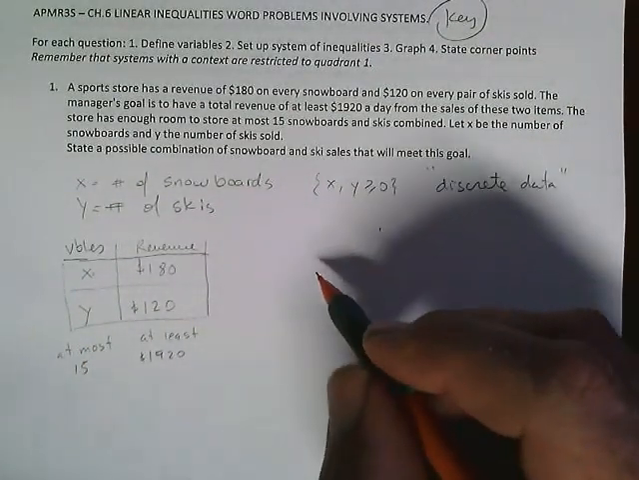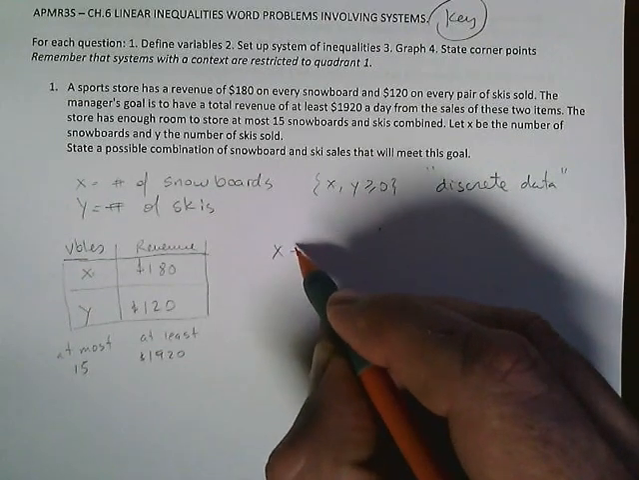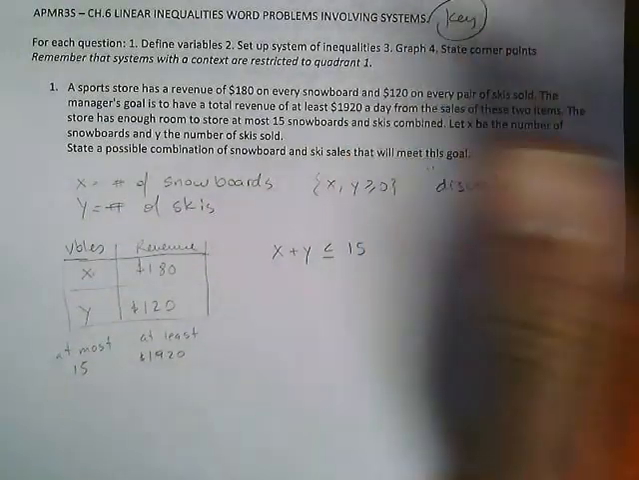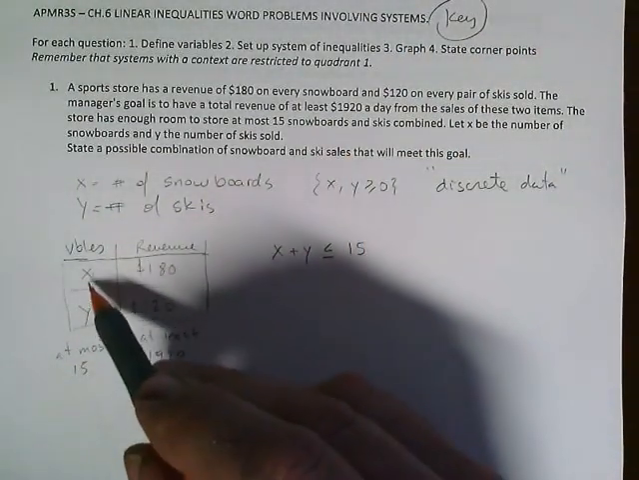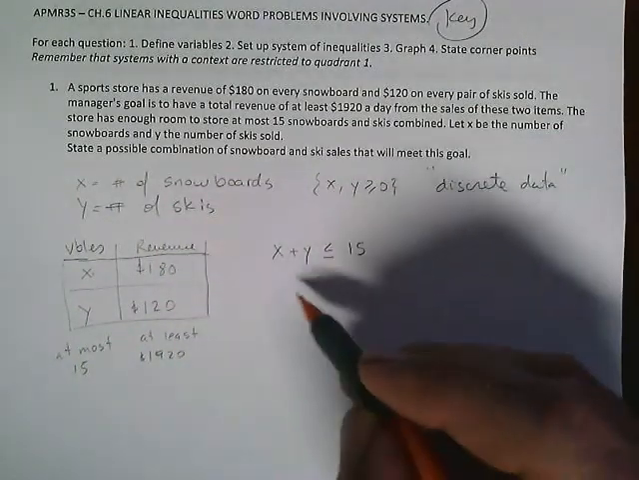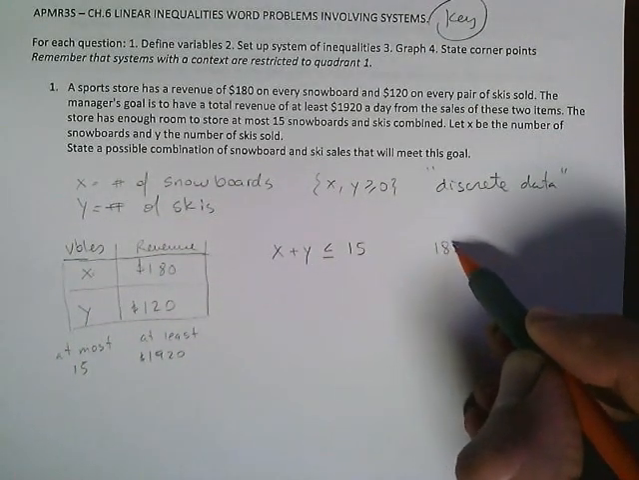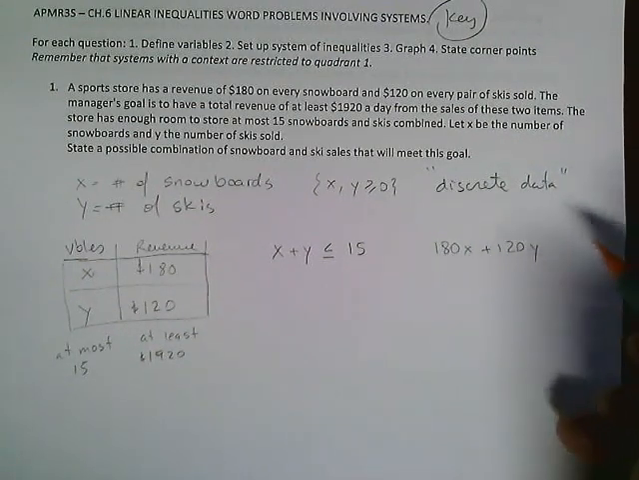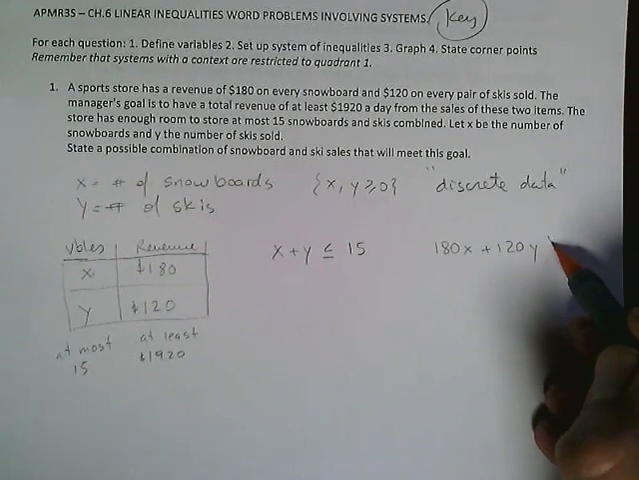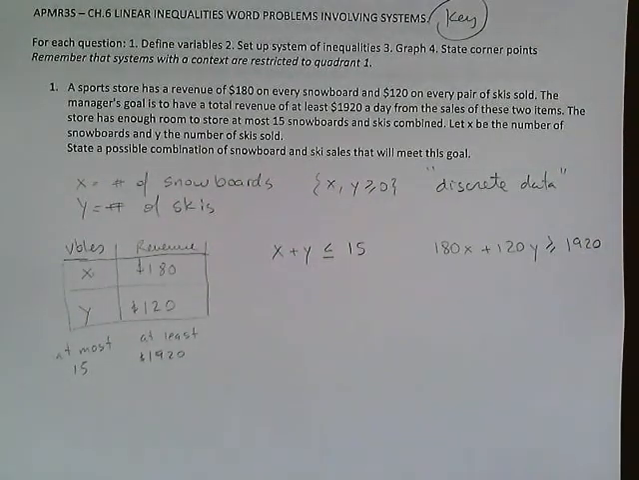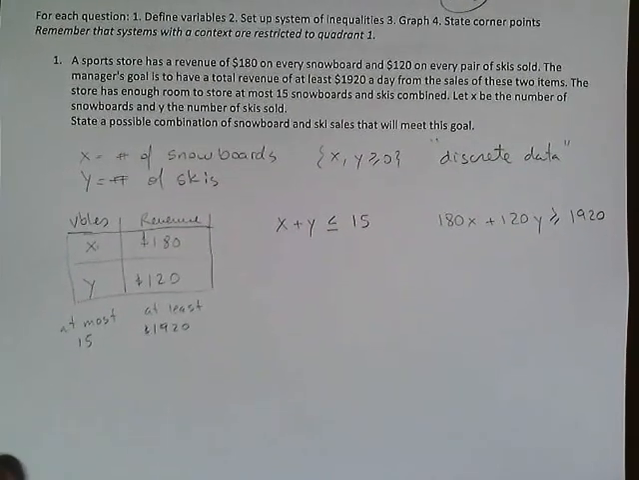So I'll come up with my inequality here. I know that X plus Y can be at most 15. Okay, so I get that looking at this column here. Then I will address the revenue, which I will put aside here. 180 for every snowboard plus 120 for every pair of skis. Because these are dollar amounts, you want this to be at least 1920. So 1920 or greater.